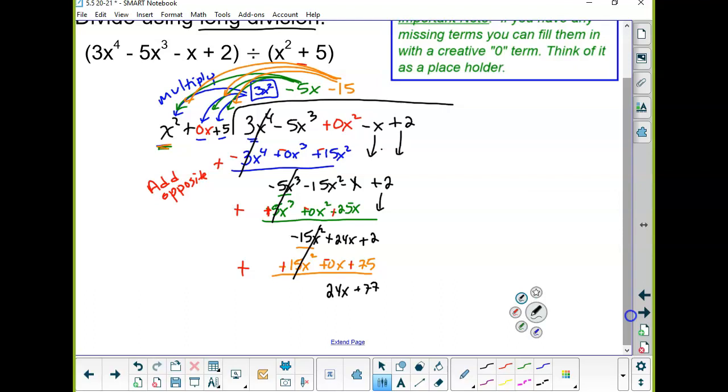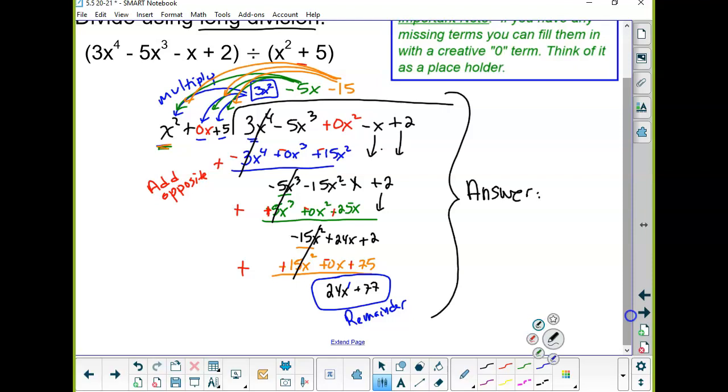Now, here's where you got to look at, how do you know when you're done? Well, there isn't any monomial term that I can multiply by where an x squared will turn into a single x to the first power. So as soon as your exponent is higher than the one down here, you're done. And there's my remainder. But again, this isn't my answer, right? This is all the work that leads me to this answer.